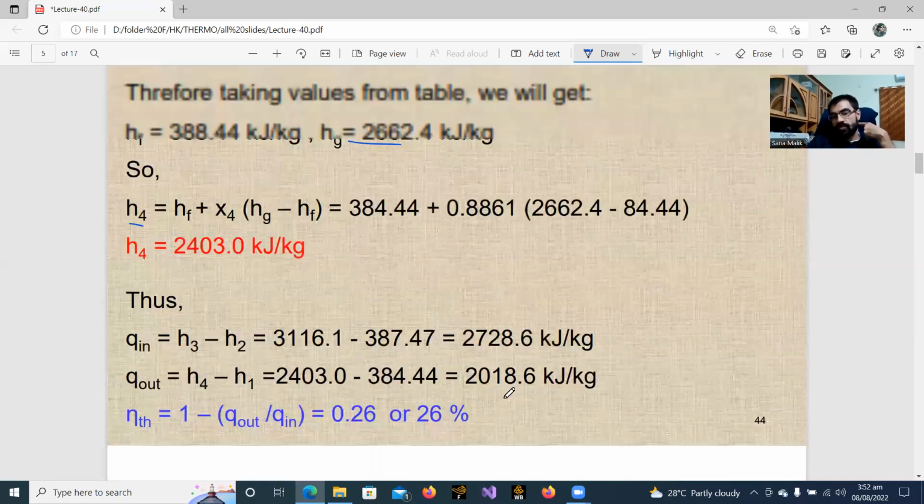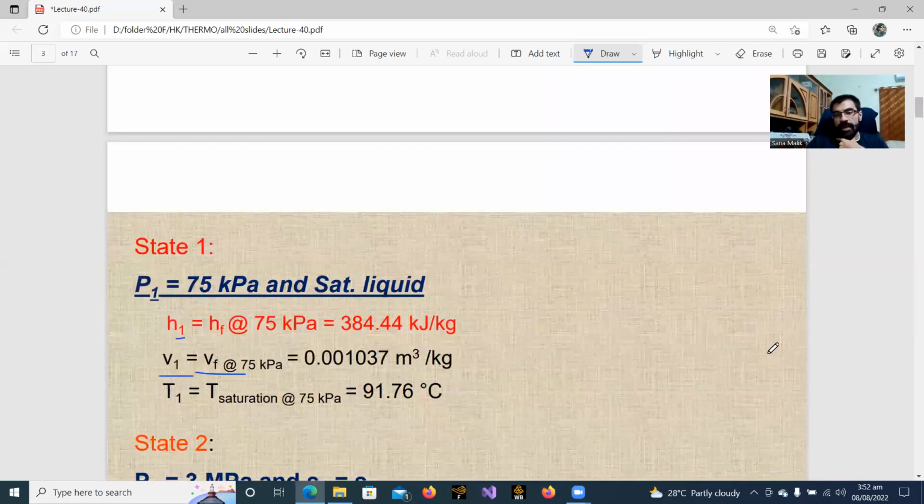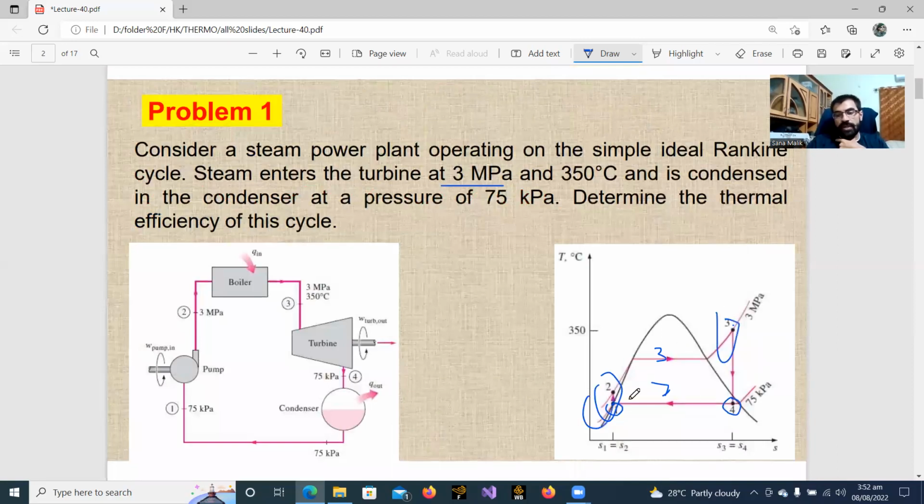Q in will be H3 minus H2. Q out will be H4 minus H1.